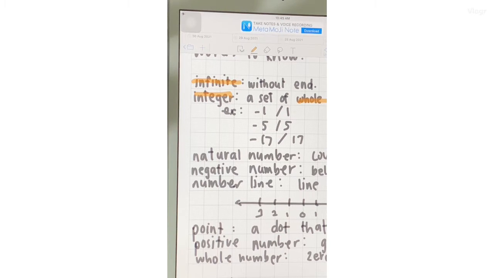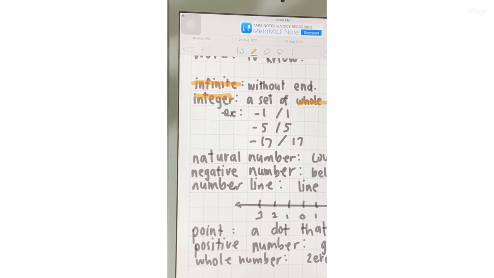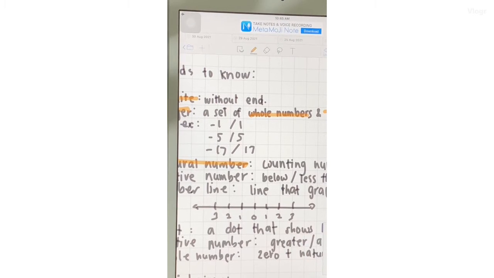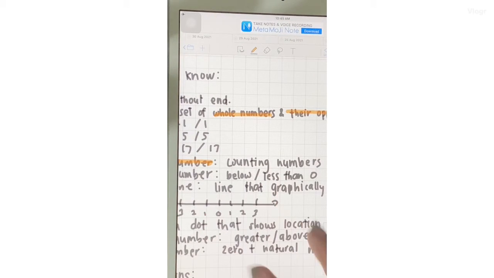Even if it's a big number, let's just say it's -1,205, then you also have a positive 1,205. The next thing that you need to know is what are natural numbers. Natural numbers are just counting numbers. Basically, it just means 1, 2, 3, 4, 5, and so on.